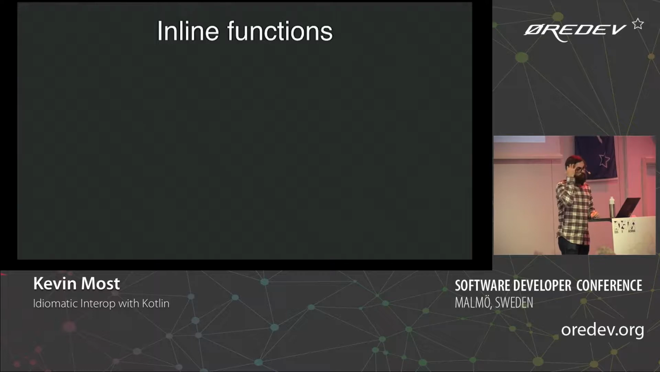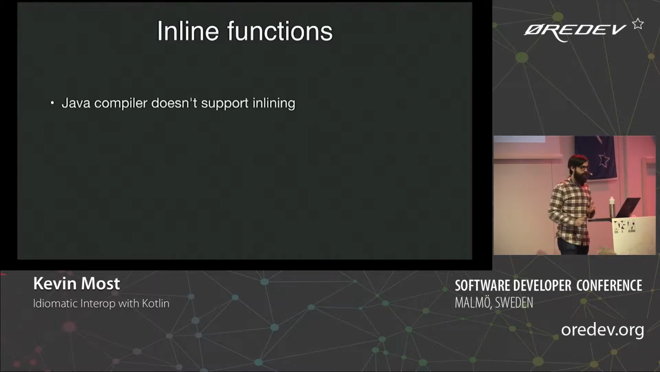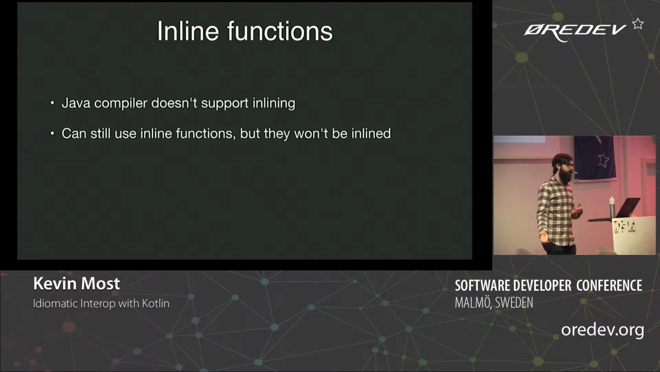But inline functions you can call a function that's inline in Java, but since the Java compiler doesn't actually support the copy and pasting of this method body, what happens is you can use those inline functions, but they don't actually get inlined, right? So the function does get put into the bytecode, but when you call it, it's not going to get inlined, and that can be really bad for performance.